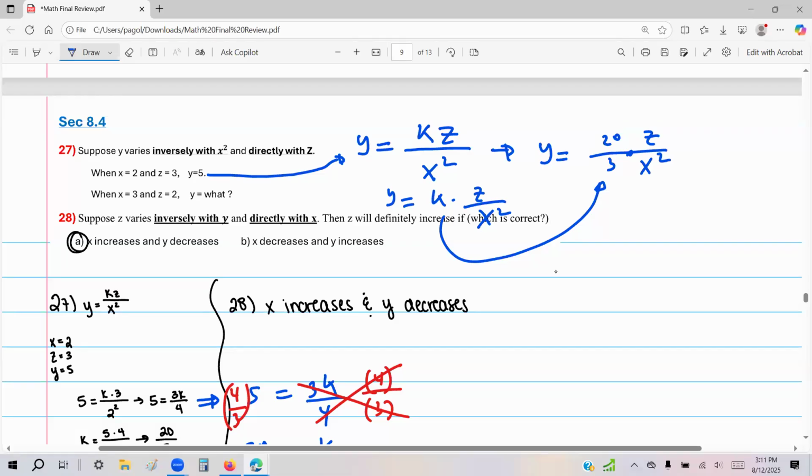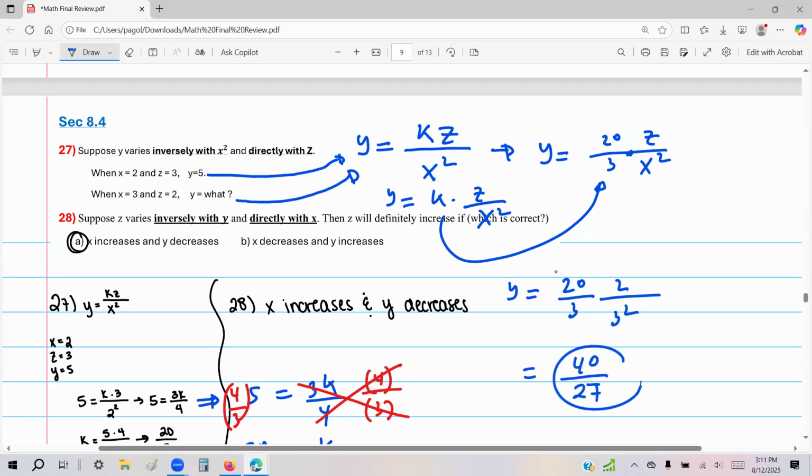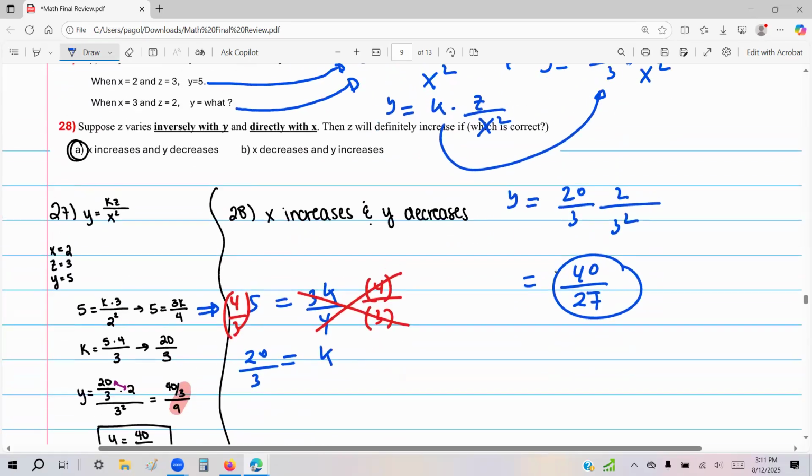Now the second piece of information they give you is to solve for y. So our y is 20 over 3, if z is 2 and x is 3. So you have 40 over 27, right? Yep.